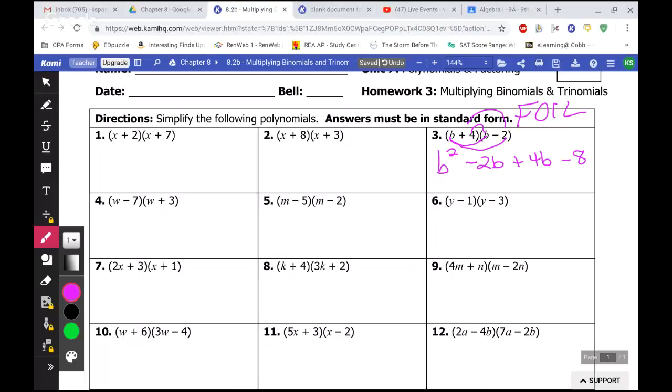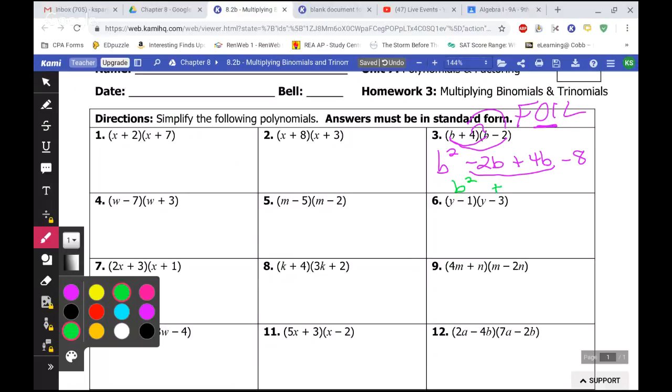And now we're going to combine like terms, which should always be the outer and inner terms, these two. If you've followed the FOIL method, it should be the middle terms always that you can combine. So my final answer is going to be b squared, and if I combine a -2b and a positive 4b, I'm going to get a positive 2b minus 8 as my final answer.